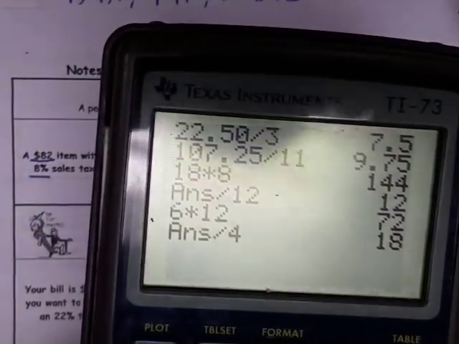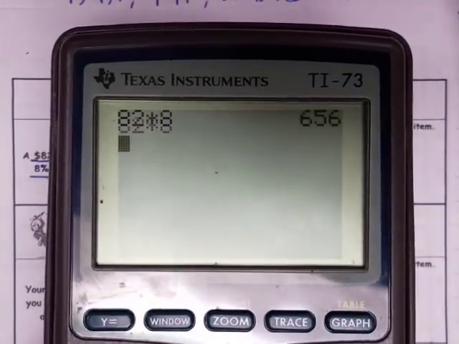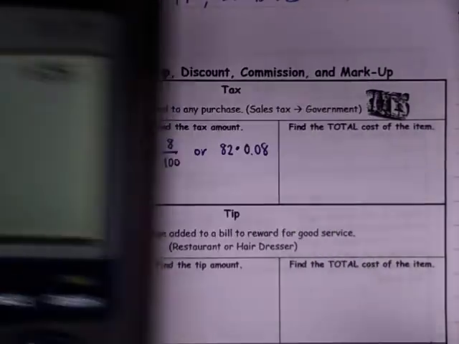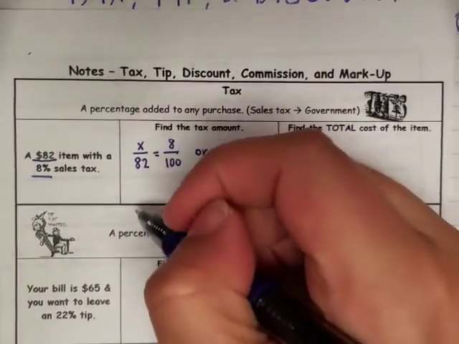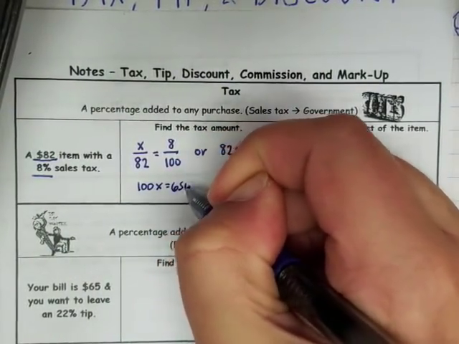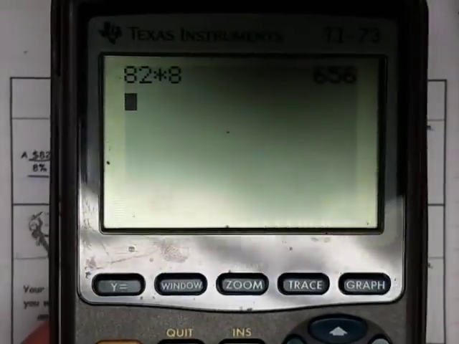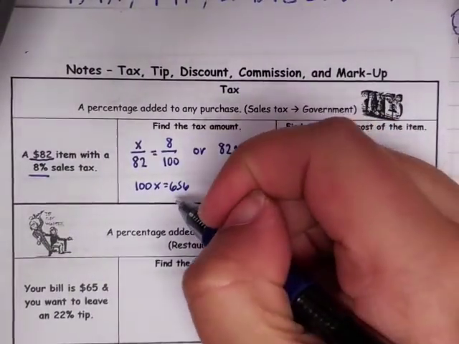So $82 times 8 gives me $656, which is way too big. And then we need to divide by 100, because this is 100x equals 656. Divide both sides by 100, or move the decimal 2 places, and you get $6.56.